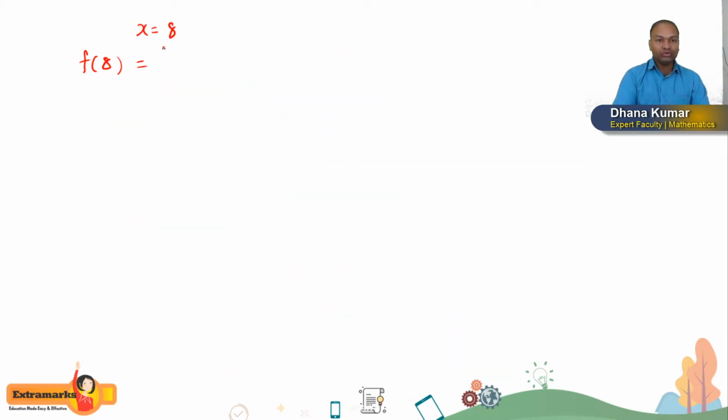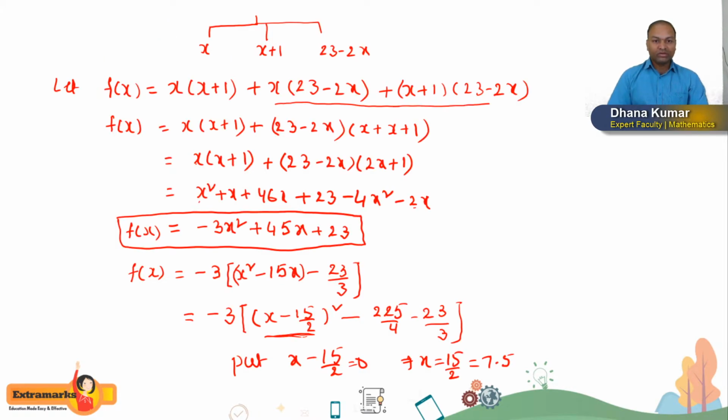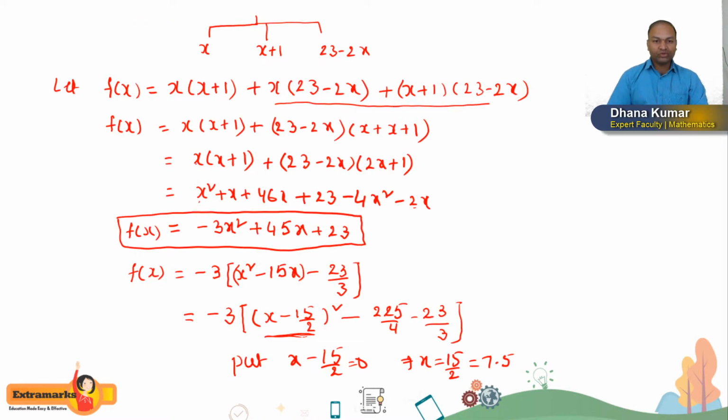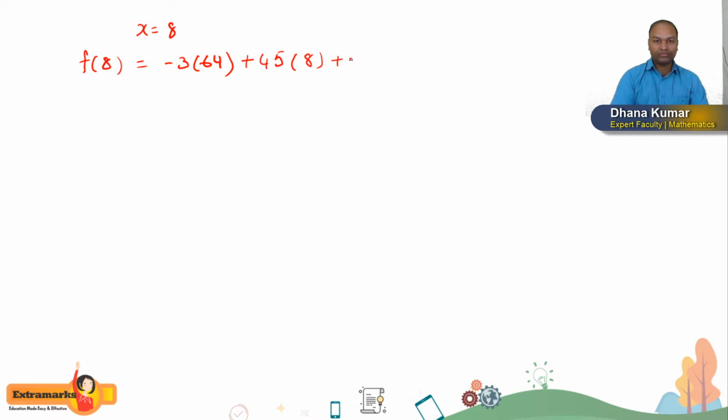So minus 3 into 8 square, that is 64. Okay. Next 45 into 8. 45 into 8. And next 23 plus 23. Okay. Simplify this one. Here 64 into 3, minus 3 4s are 12. 3 6s are 18 plus 1, 192. Plus 8 4s are 32, 8 5s are 40. 8 4s are 32 plus 4, 36, 360 plus 23.